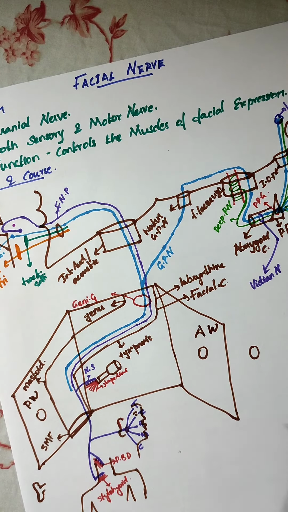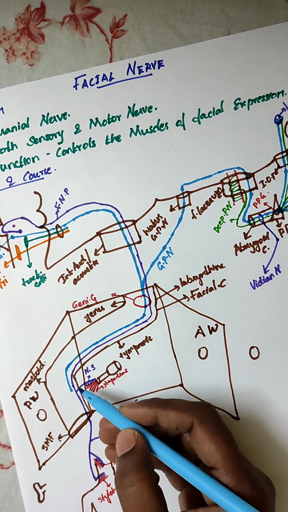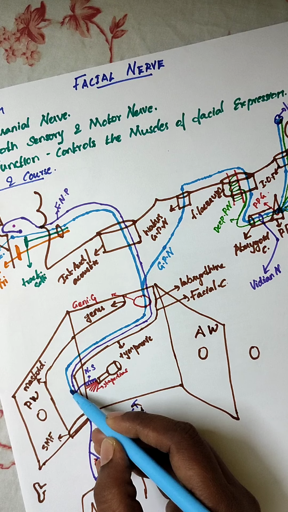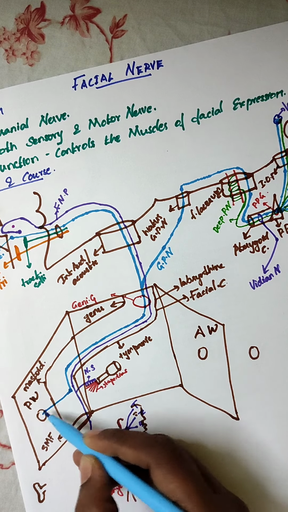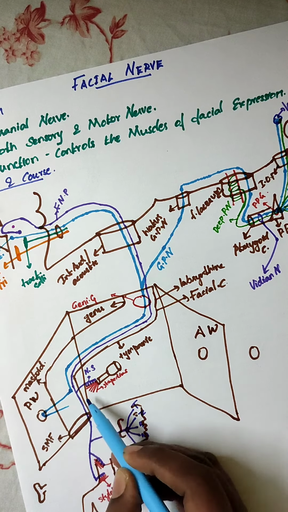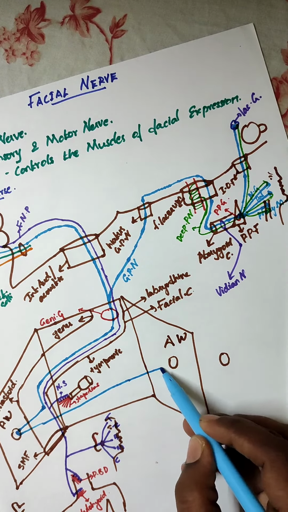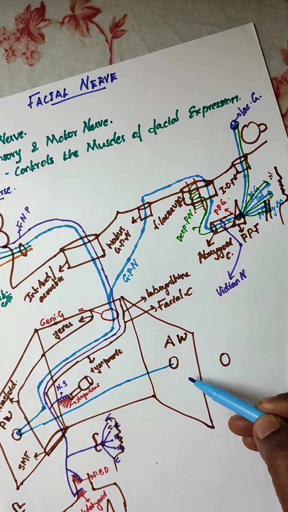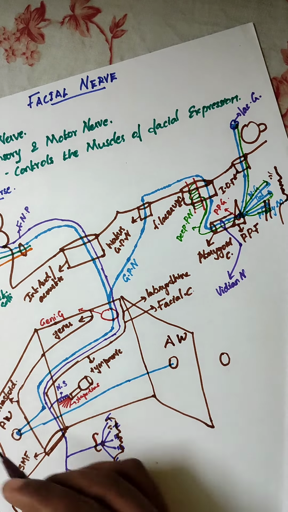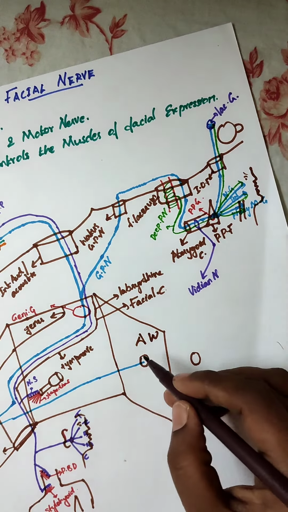So the parasympathetic nerve fibers from the superior salivary nucleus, while passing through the facial canal, enter into a canaliculus which is present in the posterior wall of the middle ear, and then run forward and come out of the middle ear through a canaliculus which is present in the anterior wall, which is known as the anterior canaliculus. So this is the posterior canaliculus, and this is the anterior canaliculus.